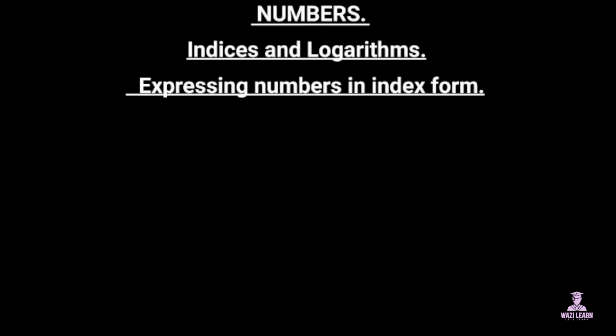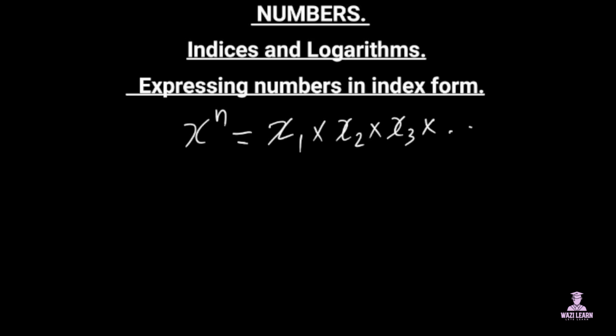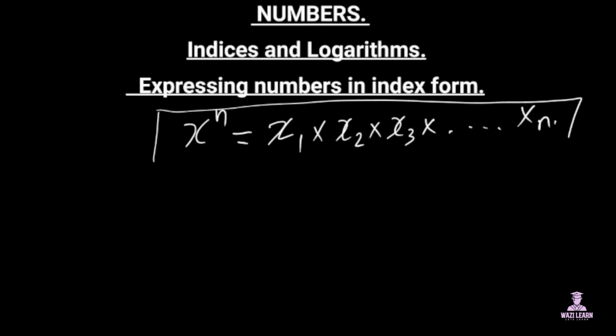So let's say you have number x raised to n. So this means x will be multiplied by itself n times. So to prove this one, it will be x1 times x2 times x3 times up to xn. So we find that our number x will be multiplied by itself n times. So this is just what it means.